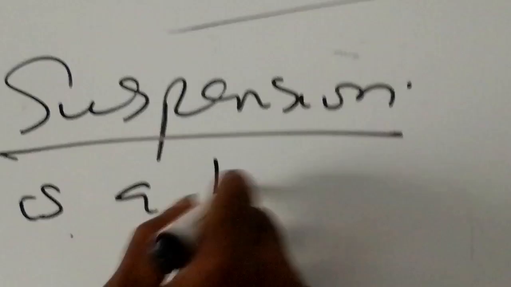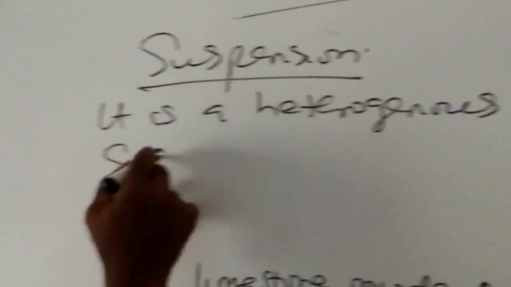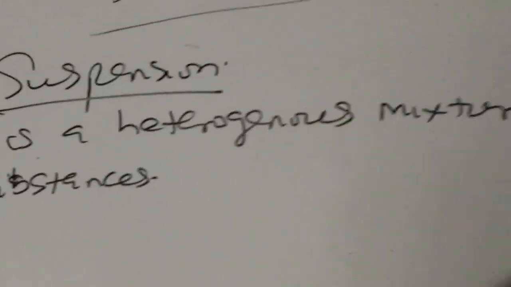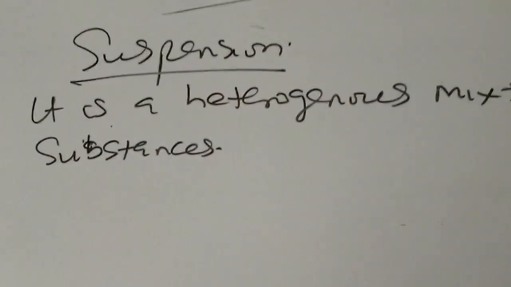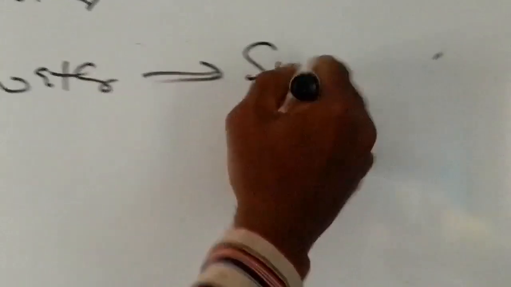So a suspension is a heterogeneous mixture of two substances. The word heterogeneous means non-uniform. So what do I mean by being non-uniform? That is, in a suspension, the substance will not dissolve in the medium. For example, sand and water. Sand cannot dissolve in water. So that is a suspension for you, or a heterogeneous mixture.